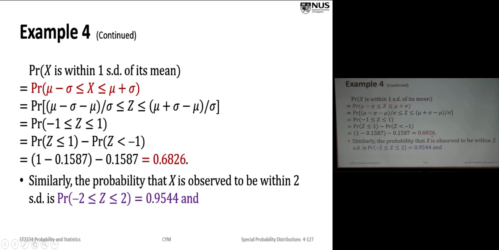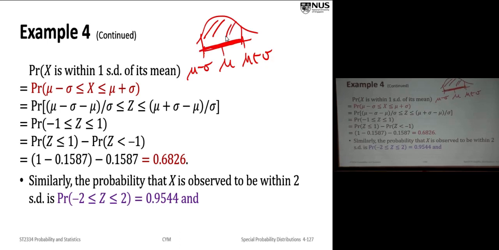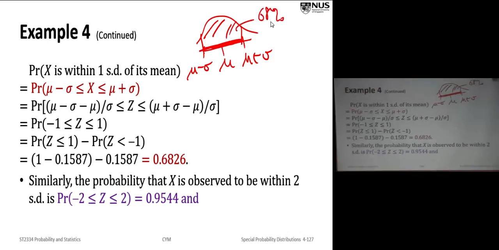In fact, this is also a very useful guideline. It's basically saying that for any normal distribution, the values lying between one standard deviation above the mean and one standard deviation below the mean have about a 68% chance. Mu lies between mu plus sigma and mu minus sigma. Lies between these two numbers. The probability is about 68%.